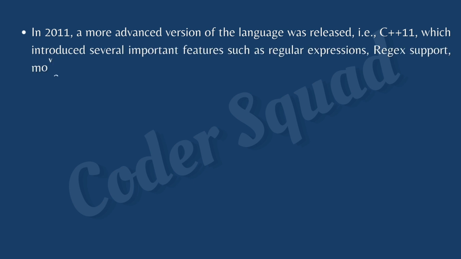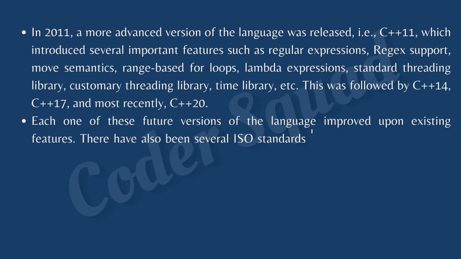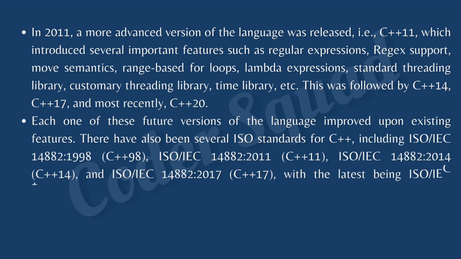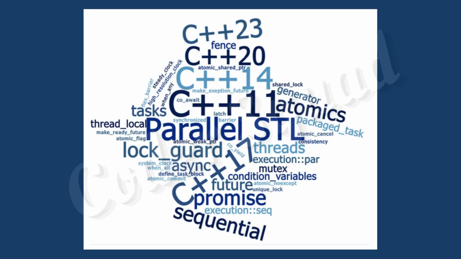Over the years, C++ has continued to evolve, with new features and enhancements being added in subsequent standards. C++11, released in 2011, introduced features like lambda expressions, the auto keyword, and range-based for loops, making the language more expressive and powerful.